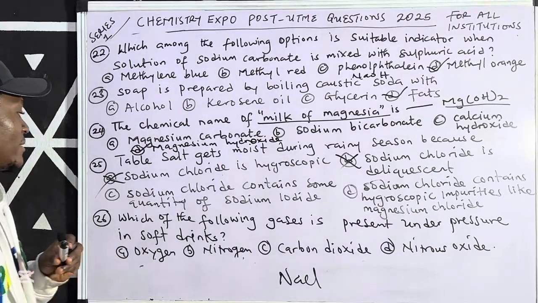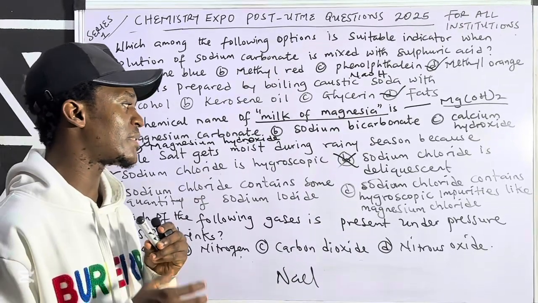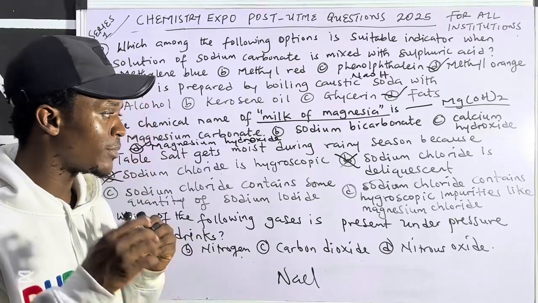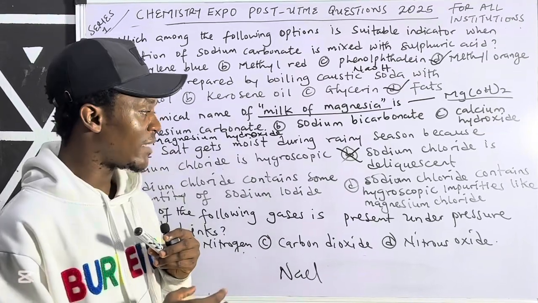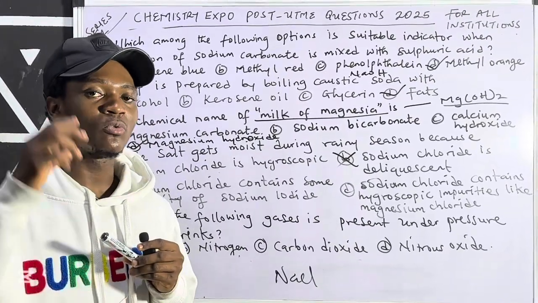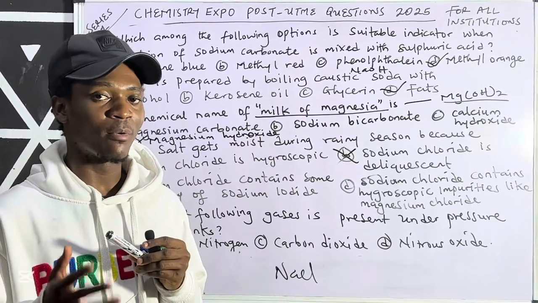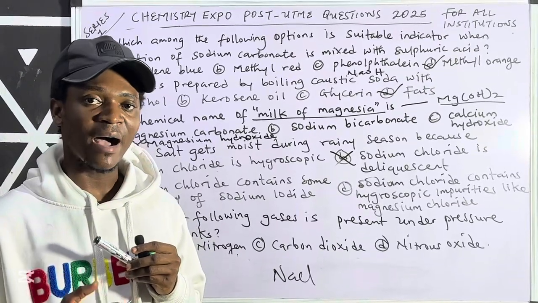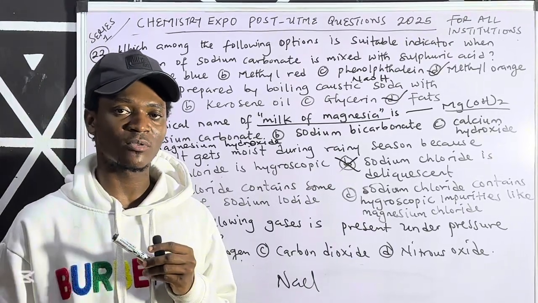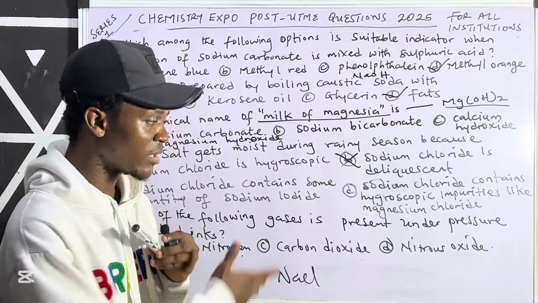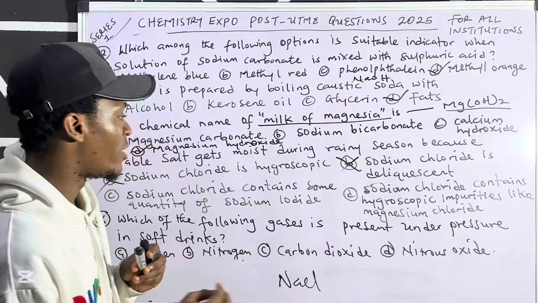Then it's now between C and D. C, sodium chloride contains some quantity of sodium iodide, and D, sodium chloride contains hygroscopic impurities like magnesium chloride, which is the correct answer. It's because of the impurities in the form of magnesium chloride that makes it absorb water, because remember magnesium chloride is a deliquescent substance, and of course all deliquescent substances are hygroscopic substances, meaning that there must first be absorption of water when they are exposed to the atmosphere before they dissolve to form a solution. So it's due to the presence of that impurity in sodium chloride that makes it become moist during rainy season.